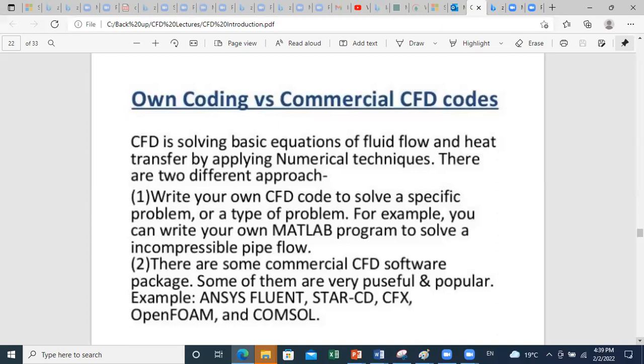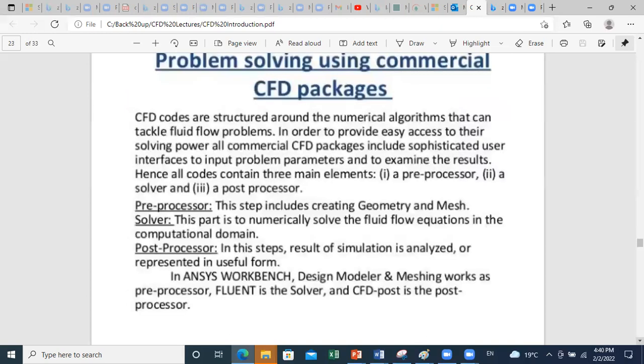Now, in general, we have a lot of CFD software packages already developed, including ANSYS Fluent, StarCD, OpenFOAM, COMSOL. And in this course, we will try to learn how to use ANSYS Fluent. If you go over several commercial CFD packages, you will see that they are all similar. You will always have some common aspects in these packages.